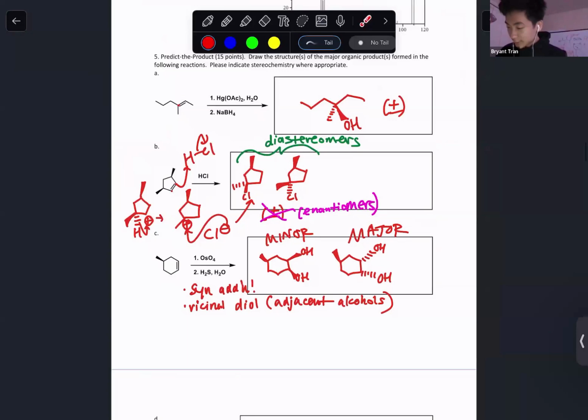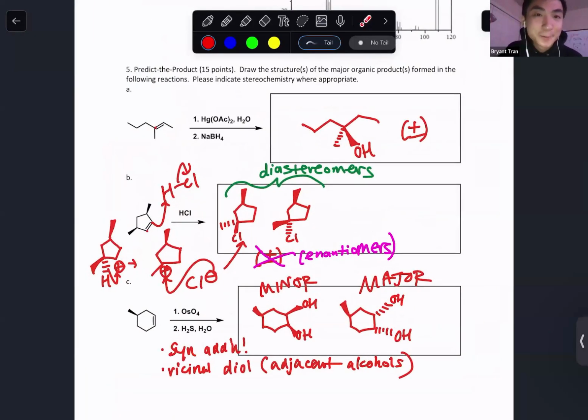Okay. Any questions on these predicted product problems? If it was reversed and the methyl was a dash, then would the other one be major since it should be the opposite? Yeah, if it was reversed and this methyl here was a dash, then this would be major instead, right?